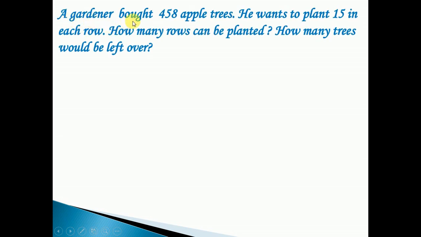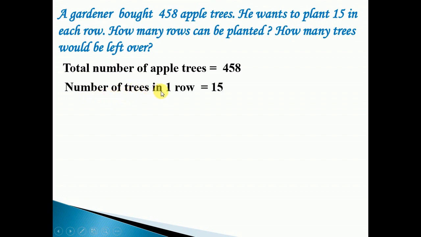A gardener brought 538 apple trees. He wants to plant 15 in each row. How many rows can be planted? How many trees would be left over? According to this question, we have total number of apple trees is equal to 458. Number of trees in one row is equal to 15. Number of rows is equal to divide 458 by 15.